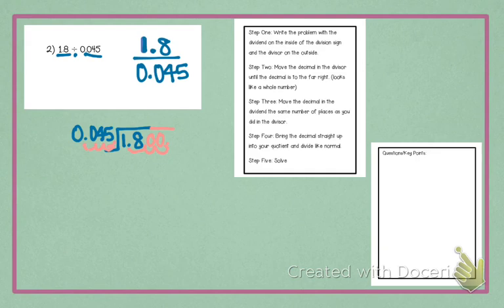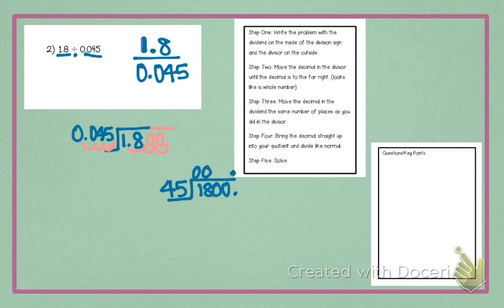And again, like I said, I like to rewrite the problem before solving. So it would be 45 into 1800. Adding that decimal at the back so that I know that decimal goes right here in the problem. 45 does not go into 1. It does not go into 8. It does go into 180.